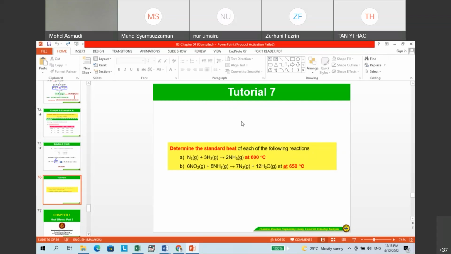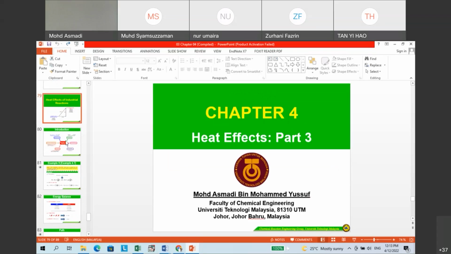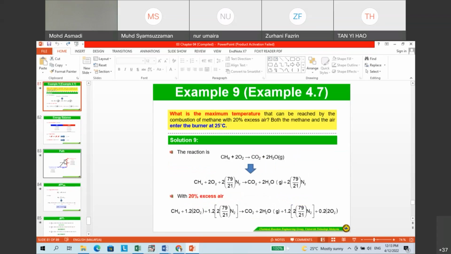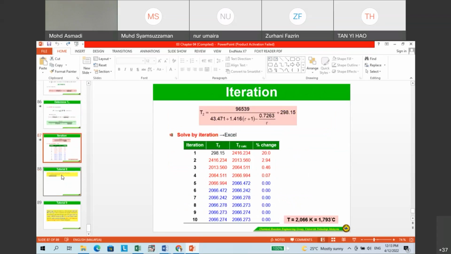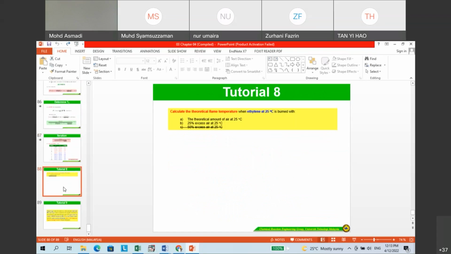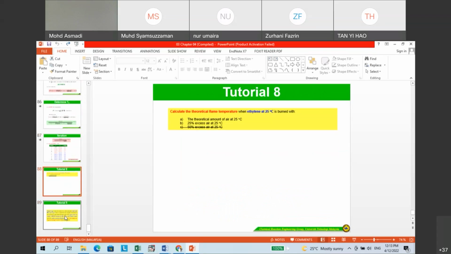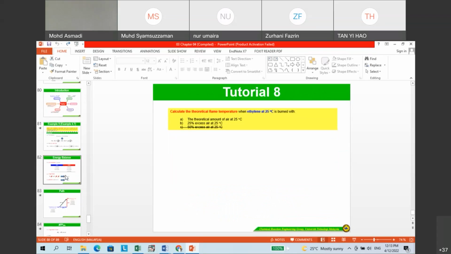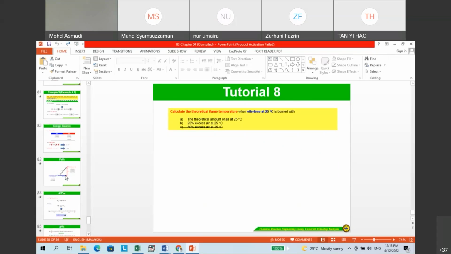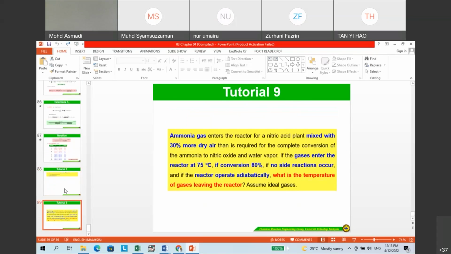Okay. So later I will explain until example 9, right? And then for the next class, you have to do this tutorial first, and then we will discuss in the next class. So just a brief discussion of the steps, but you have to do tutorial 8 and 9 first.